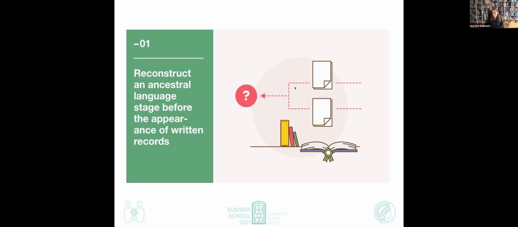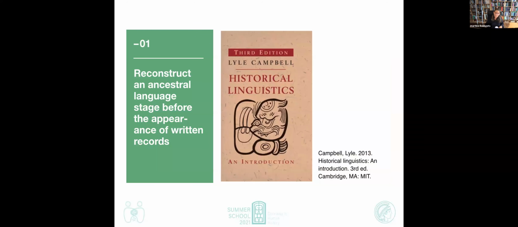This language may be separated by centuries or even millennia from the first written attestations of the languages. So using the historical comparative linguistic method, it is possible to reconstruct this ancestral stage by undoing systematic changes that led to regular correspondences among the attested languages.